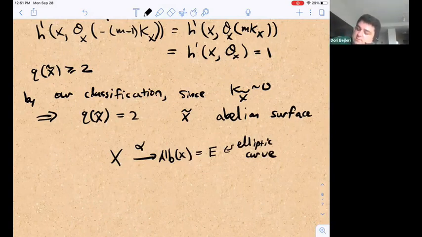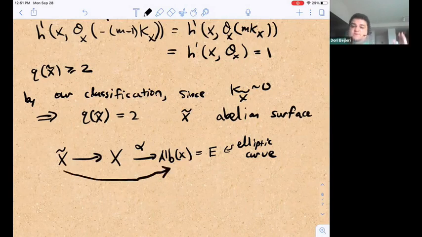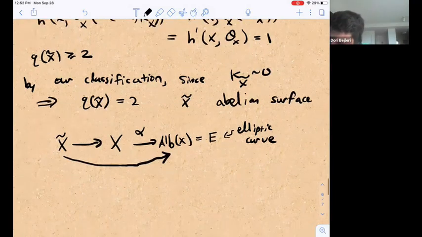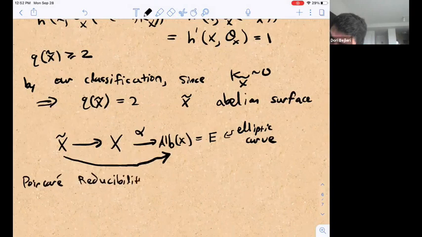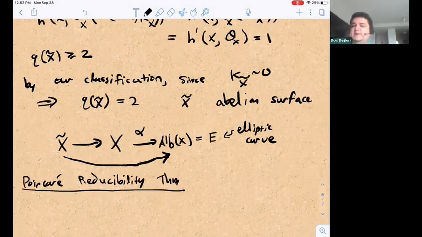Because x has irregularity 1. And now we know that x is a quotient of x tilde by some free group action. And if we look at this composition, we get some non-trivial surjective map from an abelian surface x tilde to an elliptic curve E. And now there's this Poincare complete reducibility theorem, which basically says that up to taking unramified covers, every surjective map between abelian varieties splits.